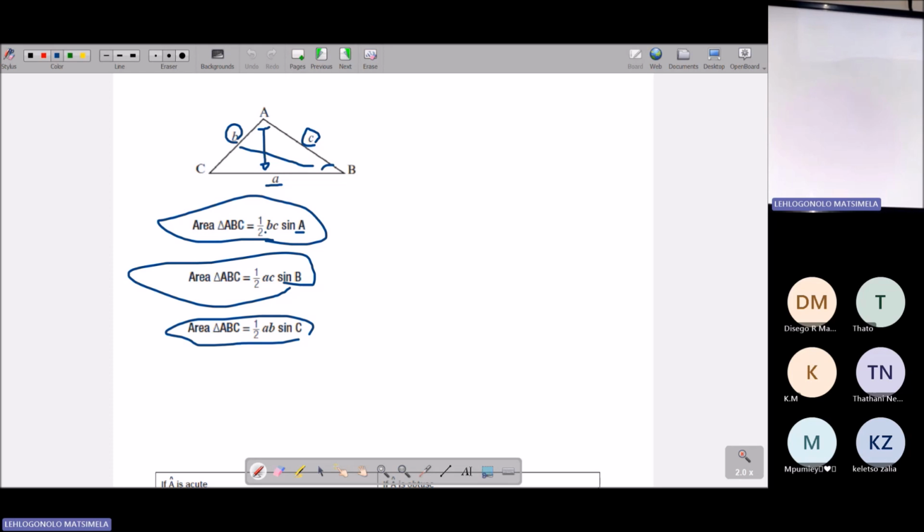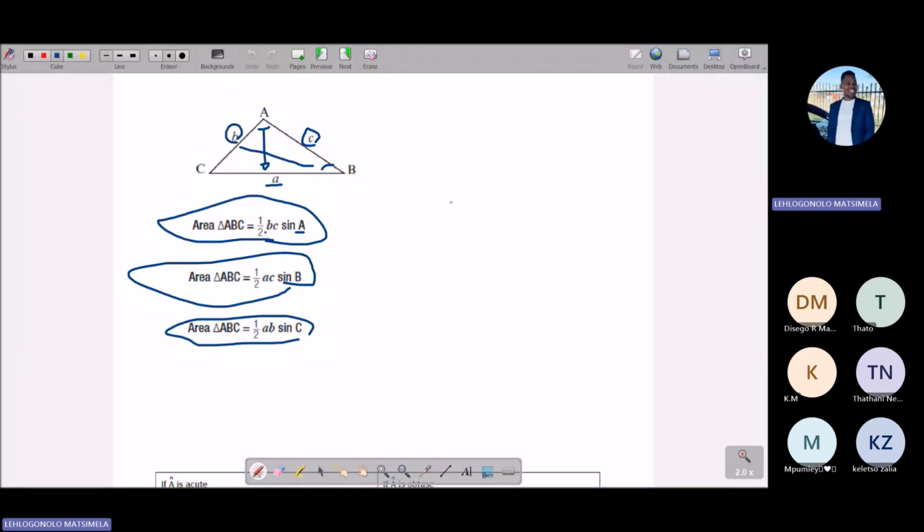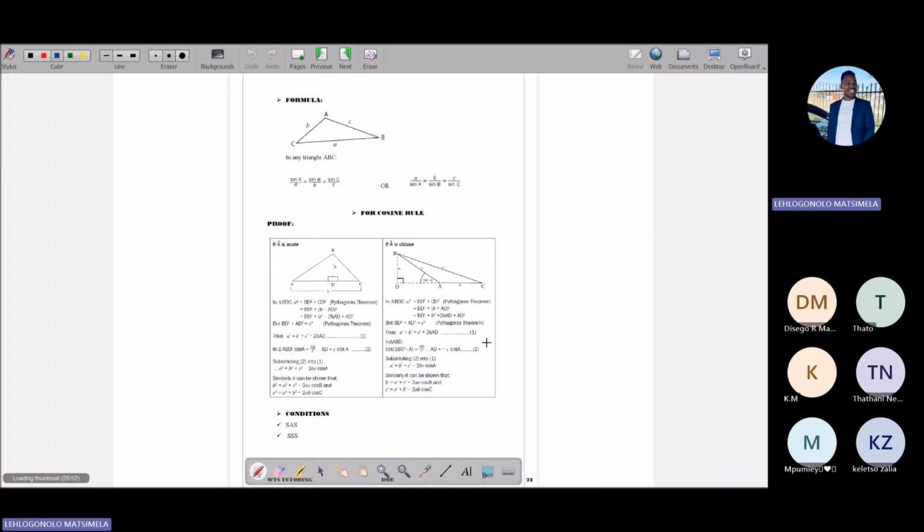Then how can we find that side so that we can find all three sides of a triangle, and also find all the angles in a triangle? Now, there are simple formulas that we can use. Let's come back here and see which formulas we can use.